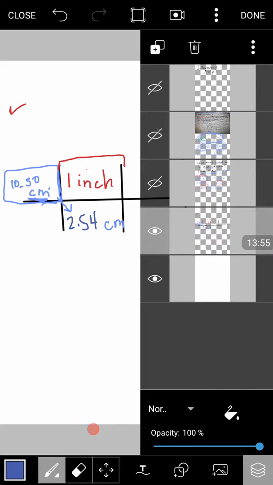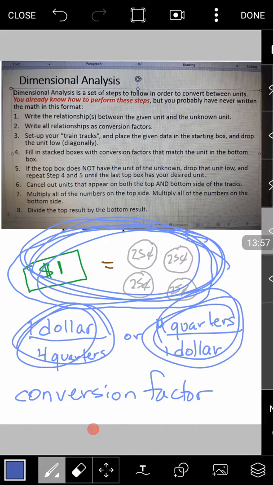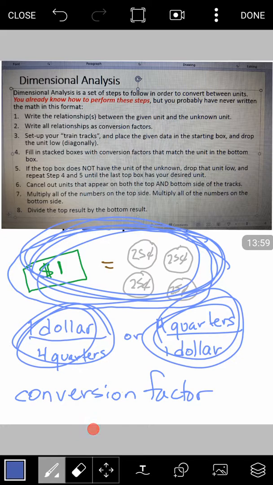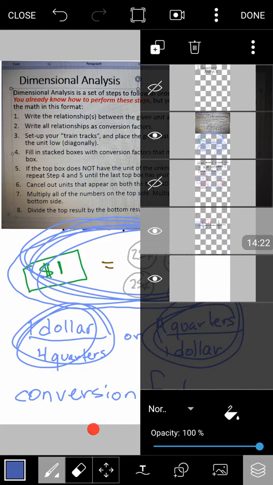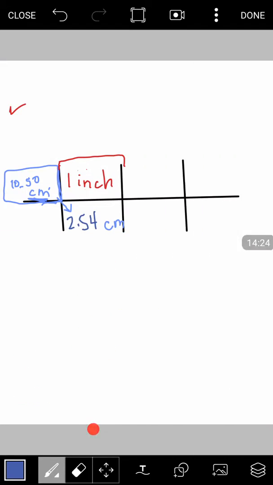So let's go back to our steps. The steps say, if the top box does not have the unit of the unknown, what we're looking for, then drop that unit low and repeat steps 4 and 5 until the last box has your desired unit. So basically what we're saying here is, if you have a unit on the top and that's not the unit we're looking for, then we're going to drop that low and get rid of it, just like we did with the starting information. And you repeat that process until you have the unit at the top that you want.